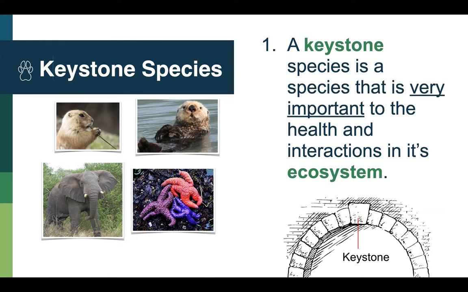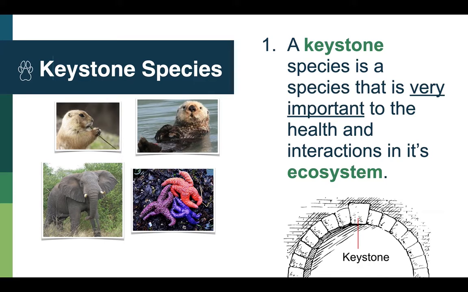So the first part of your notes is to write the definition. A keystone species is a species that is very important to the health and interactions in its ecosystem. So like I said before, basically if you remove a keystone species, you will see a huge impact on the rest of the animals and plants and organisms in that environment, and you could even see the habitat switch to a different habitat, and I'll explain that with some examples.